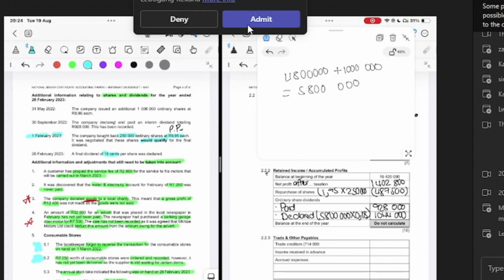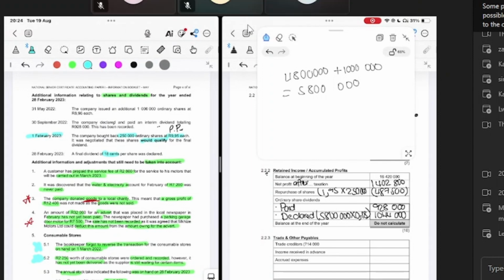Then we add up our ordinary share dividends. That will be 1,044,000 plus 928,000, and that will give us 1,972,000. And that's your retained income note completed.